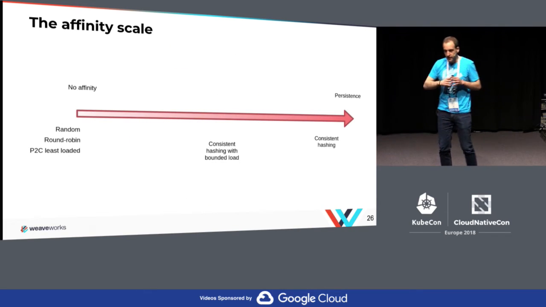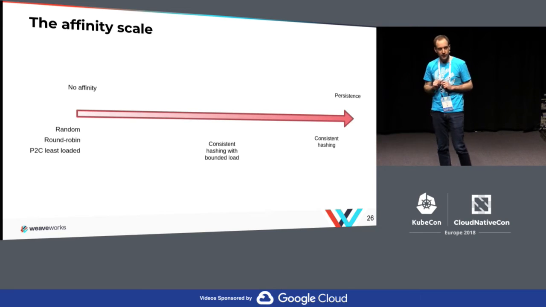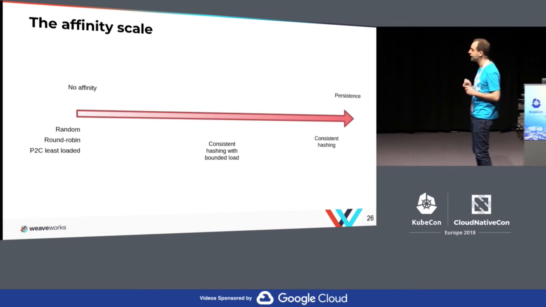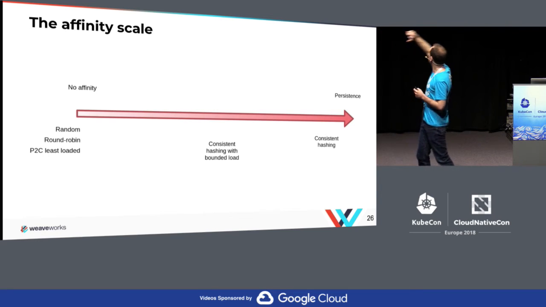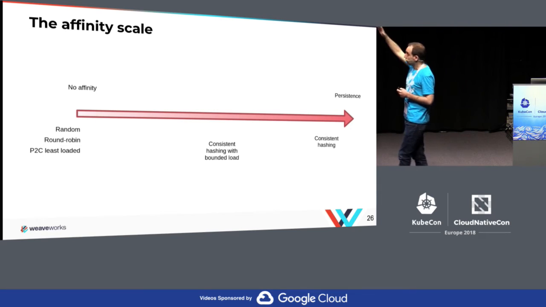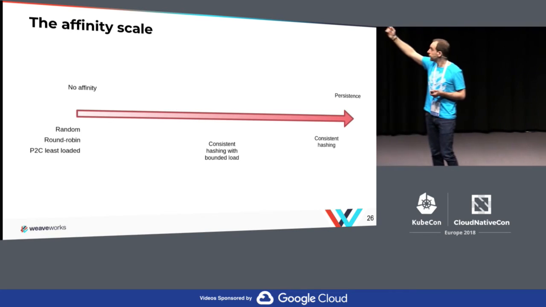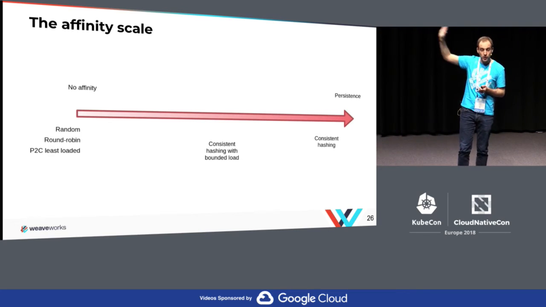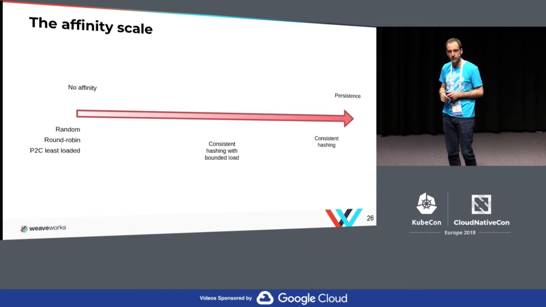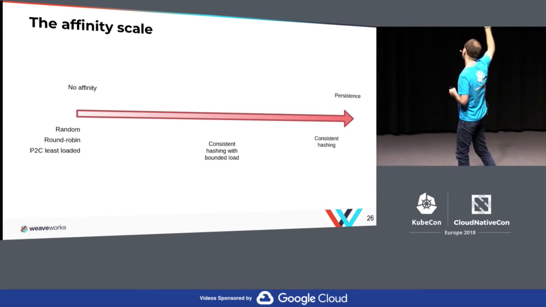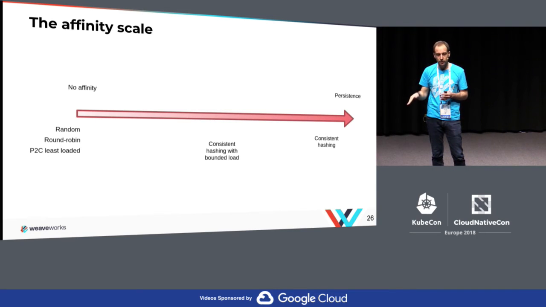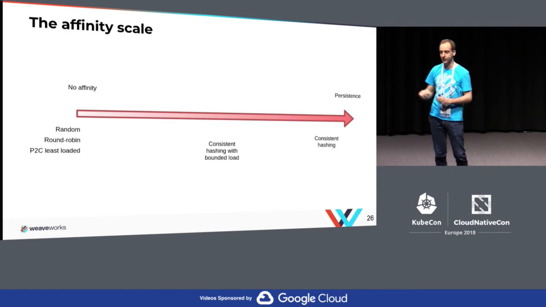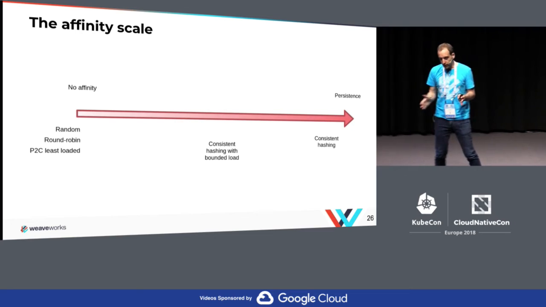Maybe that's better explained with this kind of affinity scale I've imagined. You have the scale between no affinity and persistence. Obviously, random, round robin and power of two choices least loaded are no affinity. They don't even look at the data at this level. On the other end of the spectrum, you have consistent hashing, which is, for instance, used by sharding, where you always end up in the same endpoint, except if the endpoint is removed from the hash ring, but that's a corner case. And in the middle, you have consistent hashing with bounded load.